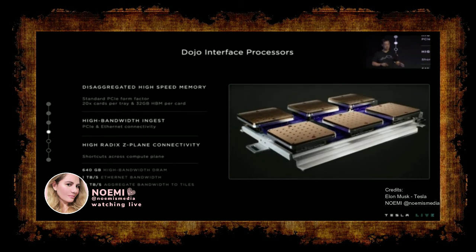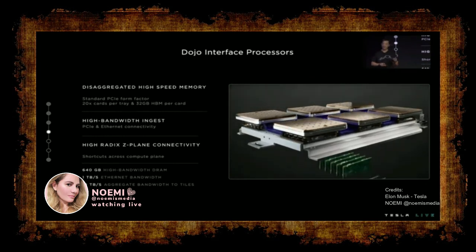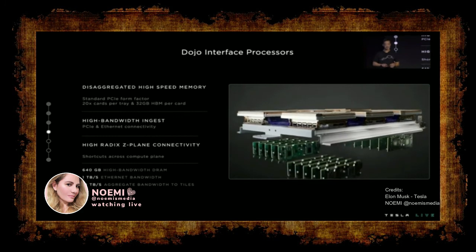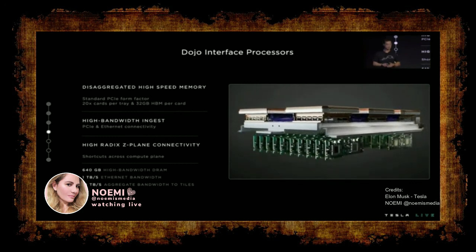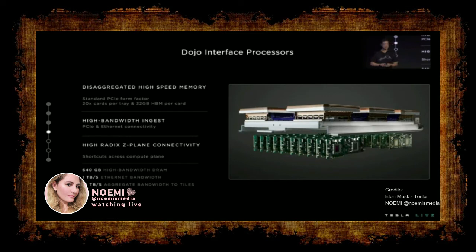Now, we pair 20 of these cards per tray, and that gives us 640 gigabytes of high bandwidth DRAM. And this provides our disaggregated memory layer for our training tiles. These cards are our high bandwidth ingest path, both through PCIe and Ethernet. They also provide a high-radix Z connectivity path that allows shortcuts across our large Dojo accelerator.